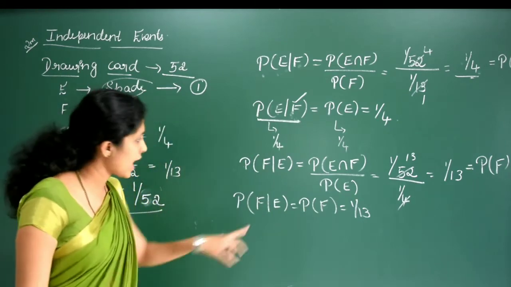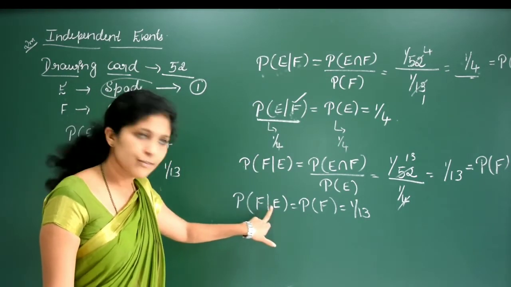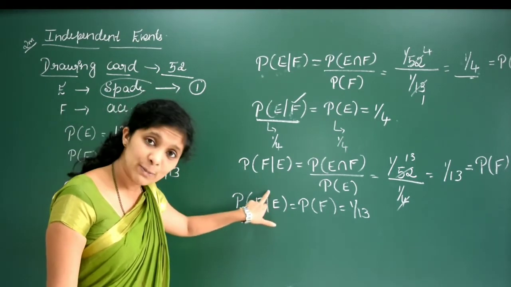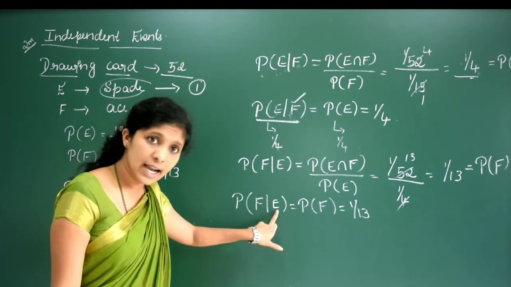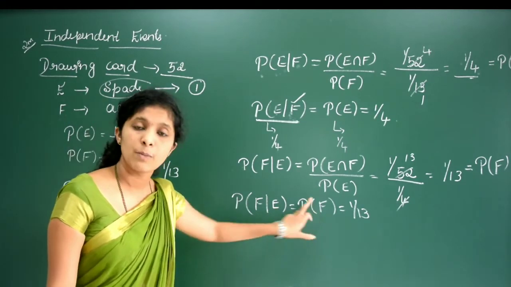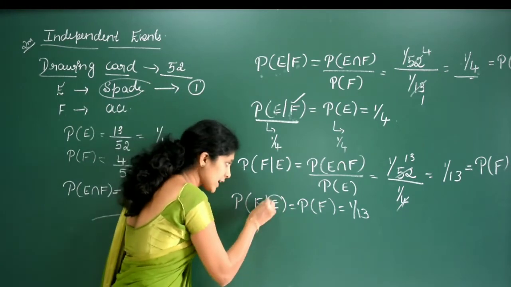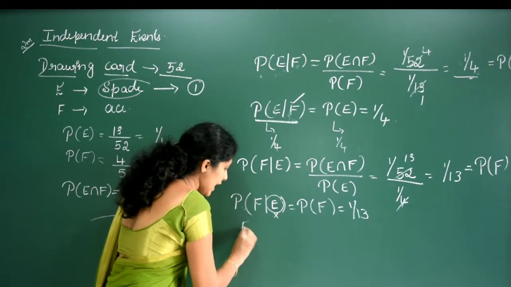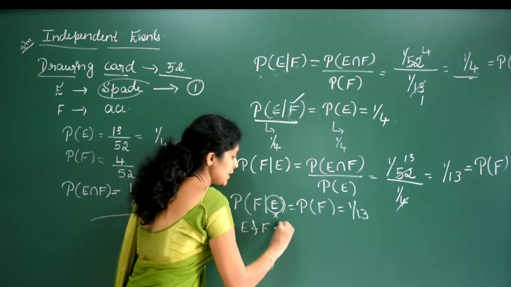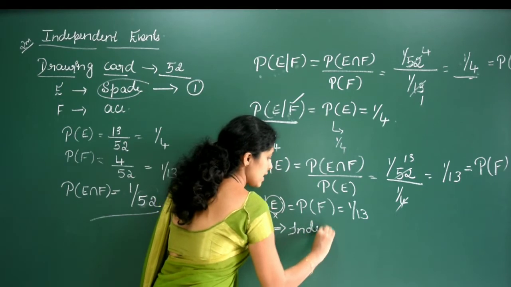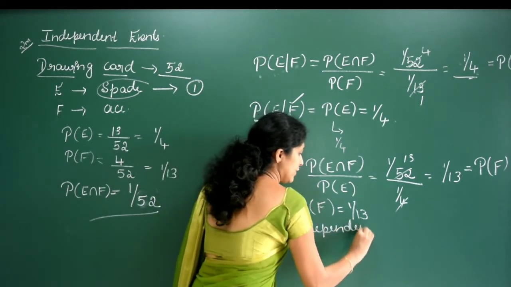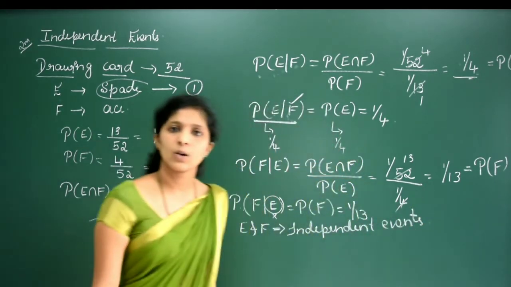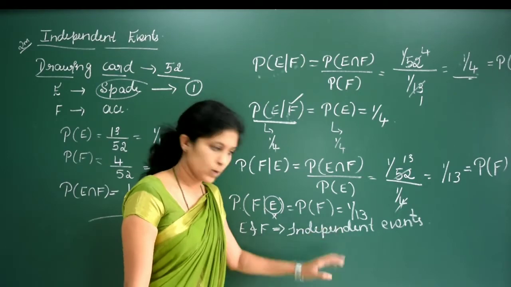So here the occurrence of the event E does not affect F. The probability of F by E is nothing but the conditional probability of F where E has occurred, and this is the probability of F. Both are the same. So the occurrence of this event will not affect anything on F. So such events, here E and F, are called independent events. Is it clear? Occurrence of one event will not affect the other. Such events are called independent events. I hope you understood this.